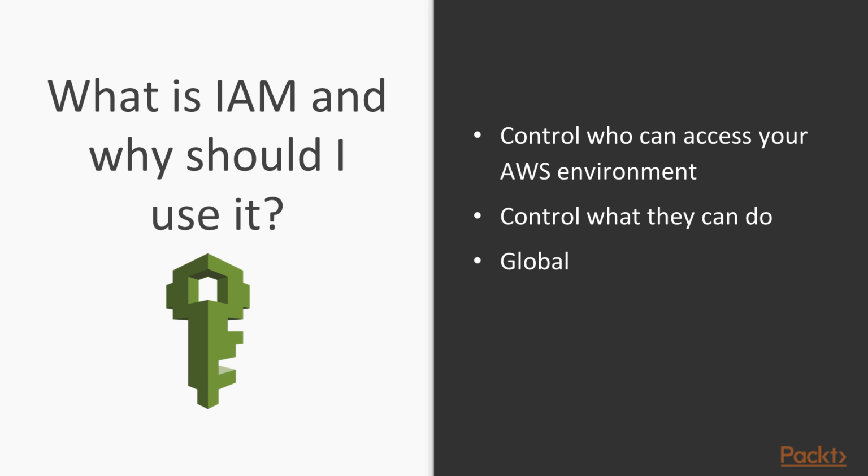IAM is a web service that is fundamental in embedding security into your AWS account. It allows you to ensure authentication by giving you control over who can access your environment. It allows you to ensure authorization to resources by giving you control over what users can do once they have successfully logged into the account. It is a global service giving you an overview of who can do what in any region of the world.